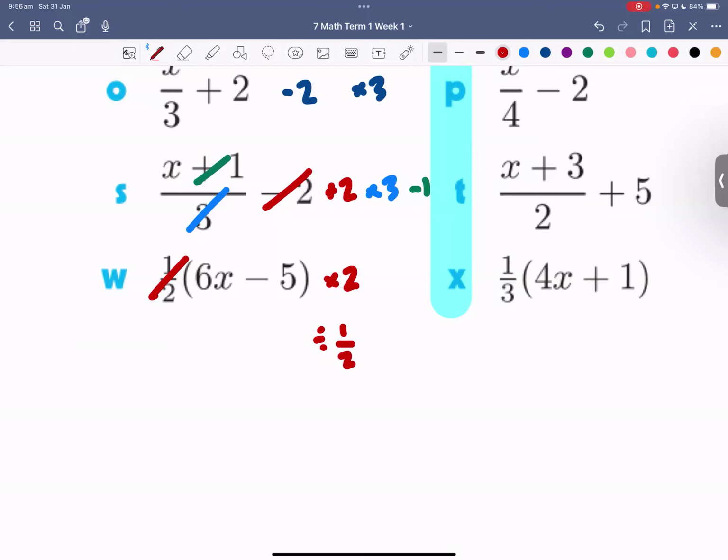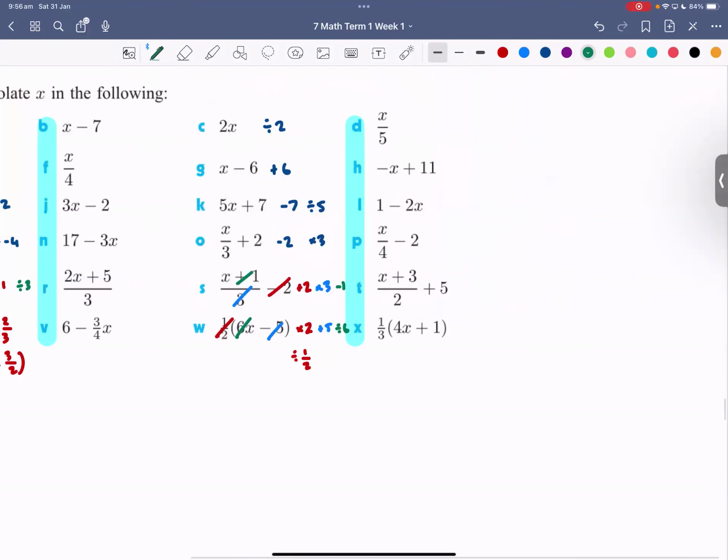All right, what's the outermost layer next? Minus 5. How do we get rid of that? Plus 5. How do we get rid of the 6x? Divide by 6. There you go. Divide by positive 6 to get rid of the 6x. Well done. Now you guys know how to undo equations.